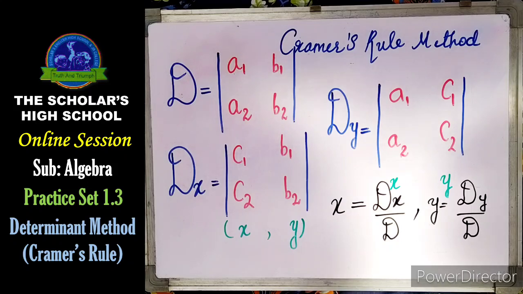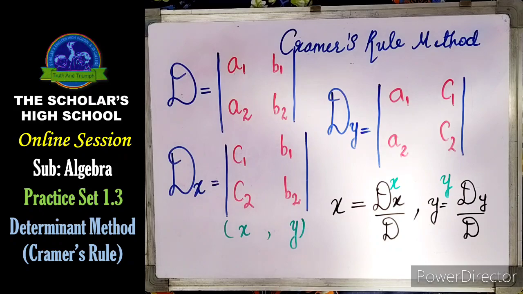Using determinants, simultaneous equations can be solved easily and in less space. This method is known as the determinant method because it was given by the Swiss mathematician Gabriel Cramer, so it is also known as Cramer's rule. I hope you have understood the basic introduction of this particular method.